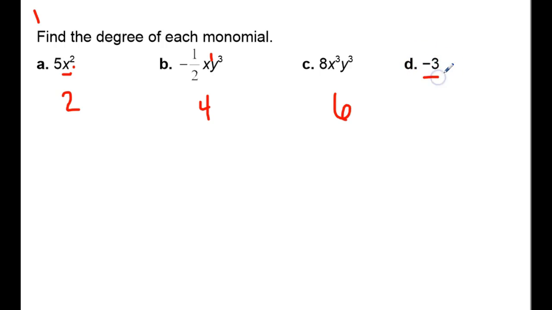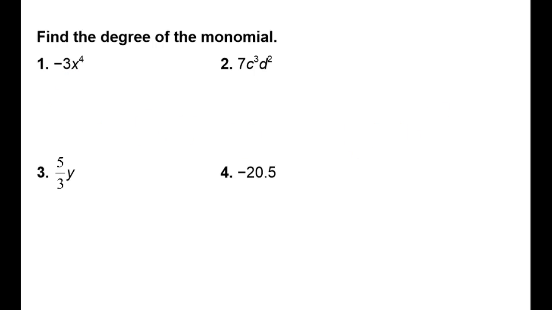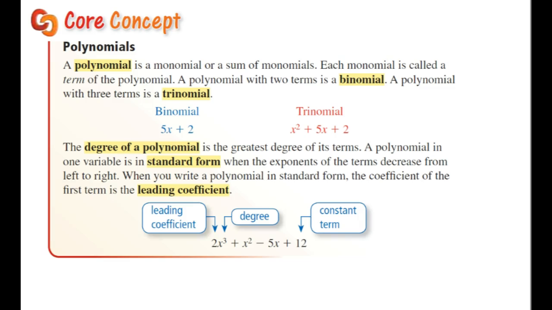I don't have any variables, right? There's no letters to it. So I know that the degree there is 0. So here's some monitoring progress. Go ahead and try these ones.